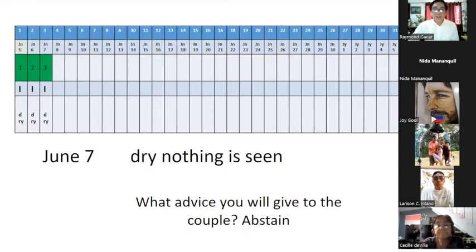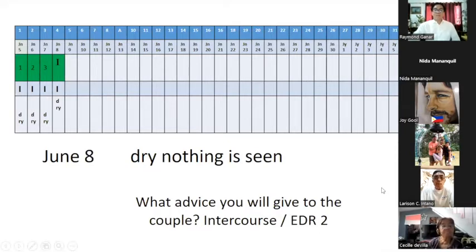It is what? So it is a BIP, no? It is BIP. So if it is BIP, we need to apply alternate evenings, EDR2. Let's try to check what happens on day 8, June 8. June 8, we have now dry, morning until evening. Look at the symbol, capital letter I. There is an intercourse on June 8.